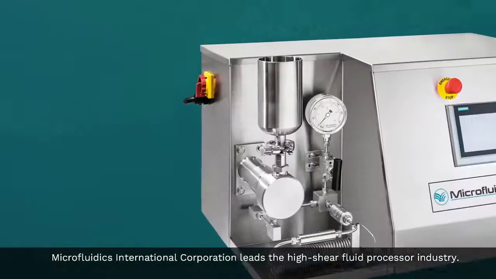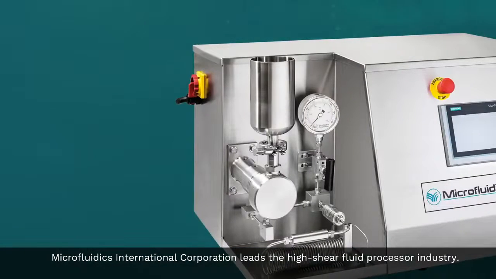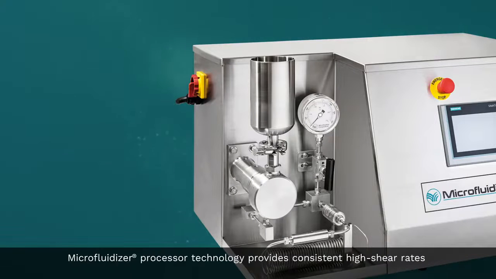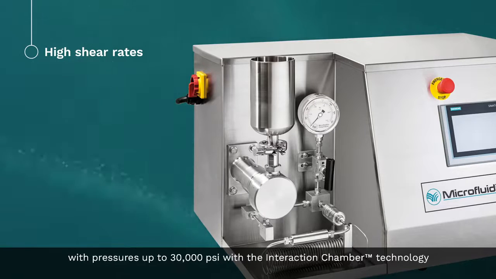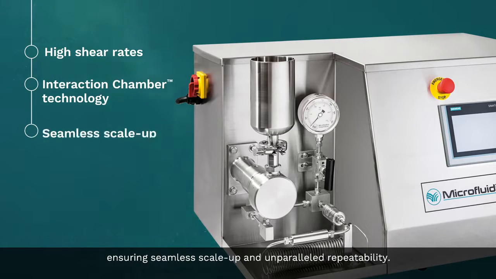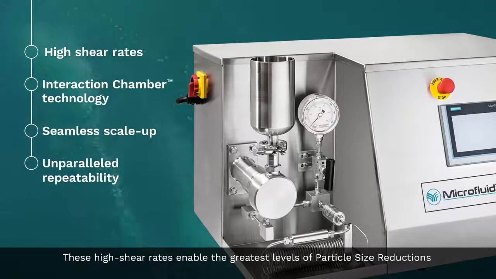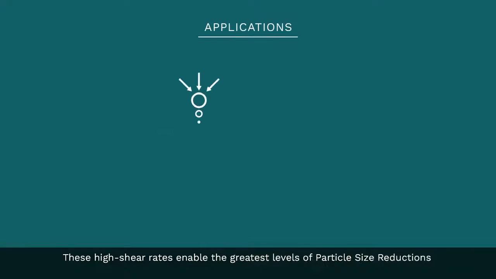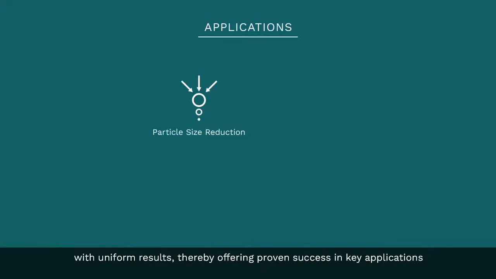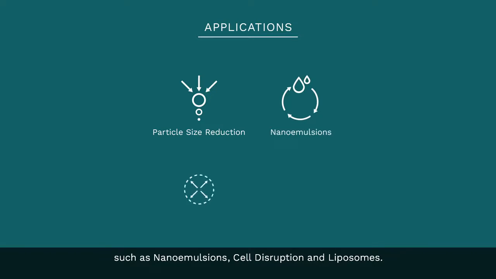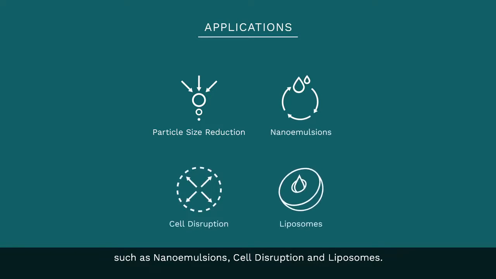Microfluidics International Corporation leads the high-shear fluid processor industry. Microfluidizer processor technology provides consistent high shear rates with pressures up to 30,000 psi with the interaction chamber technology, ensuring seamless scale-up and unparalleled repeatability. These high shear rates enable the greatest levels of particle size reductions with uniform results, thereby offering proven success in key applications such as nanoemulsions, cell disruption, and liposomes.